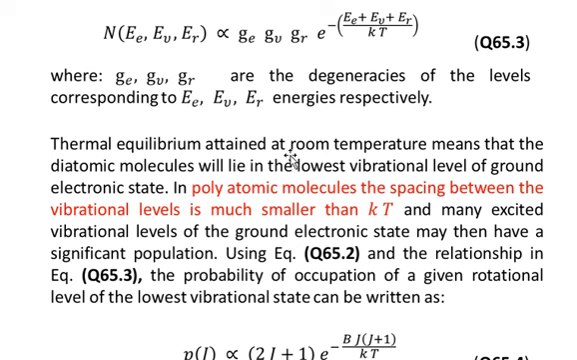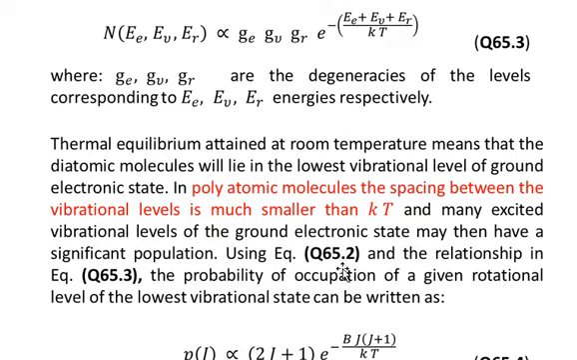Thermal equilibrium attained at room temperature means that the diatomic molecule will lie in the lowest vibrational level of the ground electronic state. In polyatomic molecules, the spacing between the vibrational levels is much smaller than kT, and many excited vibrational levels of the ground electronic state may then have a significant population.